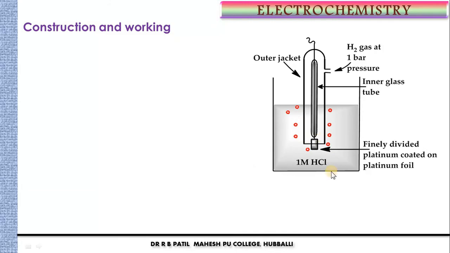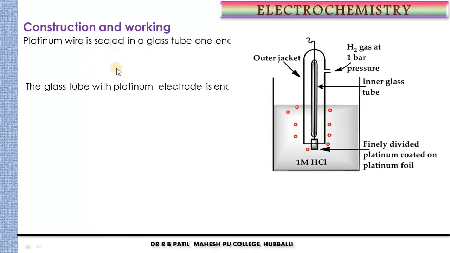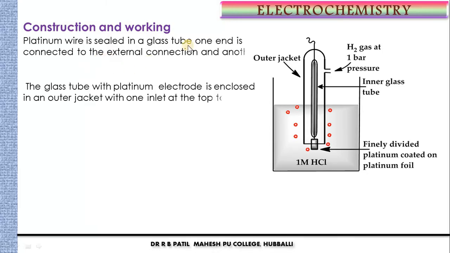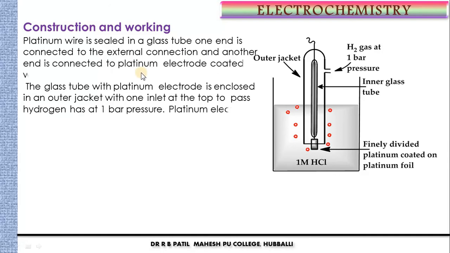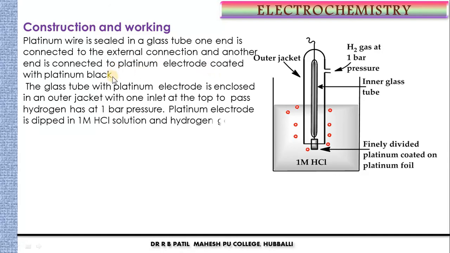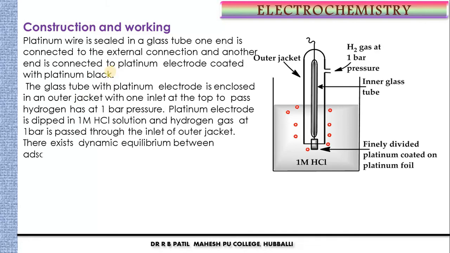Construction and working. In the exam they ask a 2 mark question: draw a neat labelled diagram of the standard hydrogen electrode, students. That's why I have given this diagram. This diagram is compulsory, we have to draw it for 2 marks and you have to label it. Next, the construction that I already told: platinum wire sealed in a glass tube. One end is connected to the external connection, another end is connected to the platinum electrode coated with platinum black.